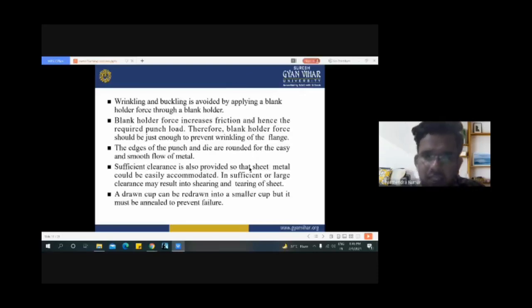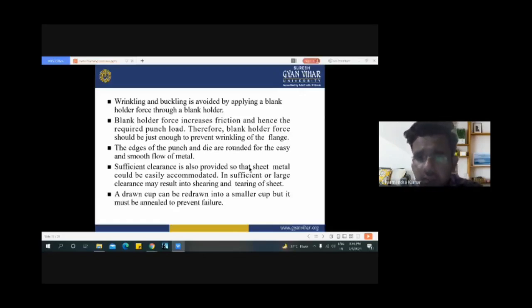Here is a description of the defects occurring during the drawing process, like wrinkling and buckling, which are avoided by applying a blank holder force through a blank holder. This is the appropriate method to reduce the various errors in the drawing process. A blank holder force increases friction and hence the required punch load.